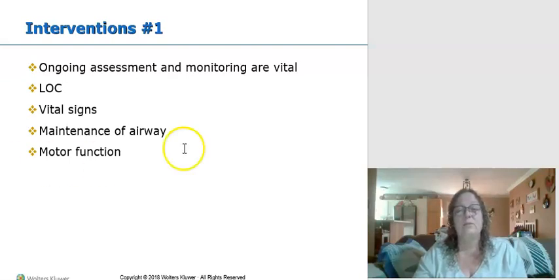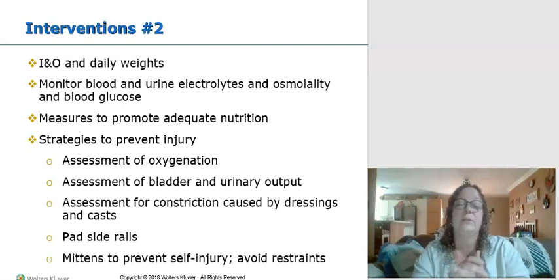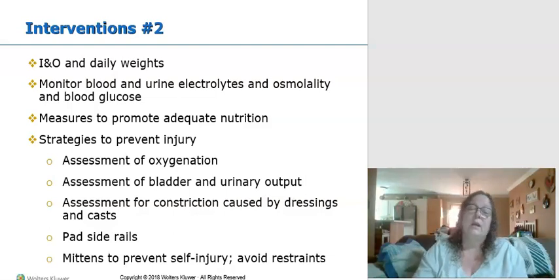So again, just like we talked about, that ongoing assessment and monitoring of vital signs, level of consciousness, maintain airway, and assessment of motor function. Important. We'll do daily I&Os, daily weights, monitor blood and urine electrolytes and osmolality and blood glucose, measures to promote adequate nutrition.